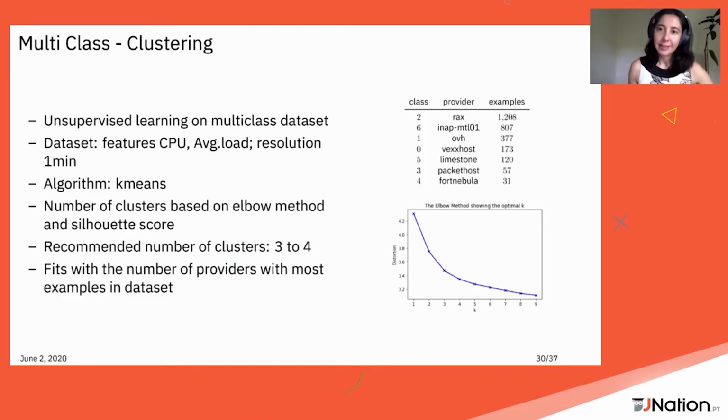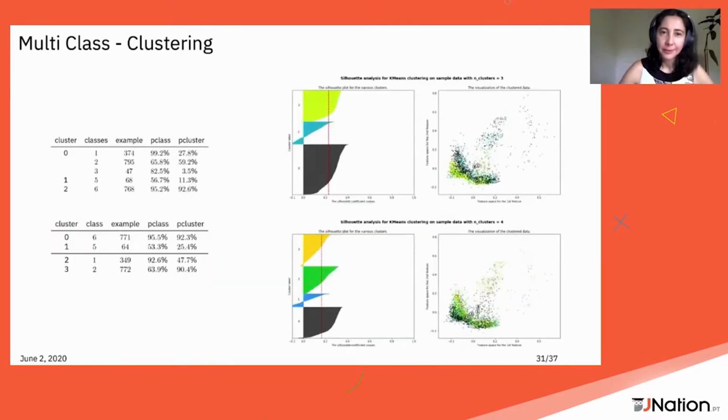But we wanted to validate these assumptions, so we ran the elbow method, and we also calculated the silhouette coefficients. And the recommendation there was to have between 3 to 4 clusters. So those were the 2 experiments we ran. And we found that for the experiment with 3 clusters, one cluster was containing 2 of the main cloud providers. So it was not significant for our purposes.